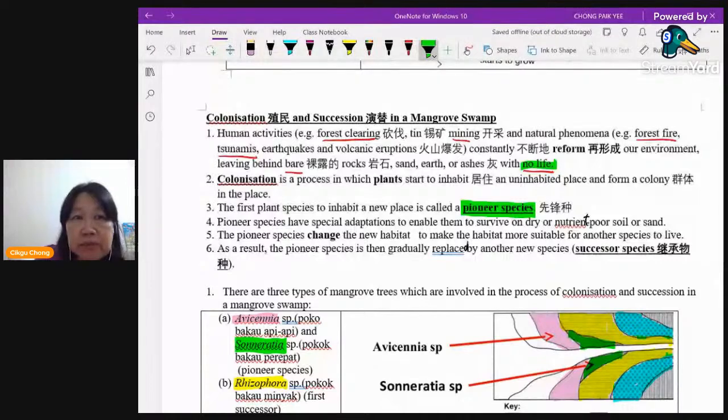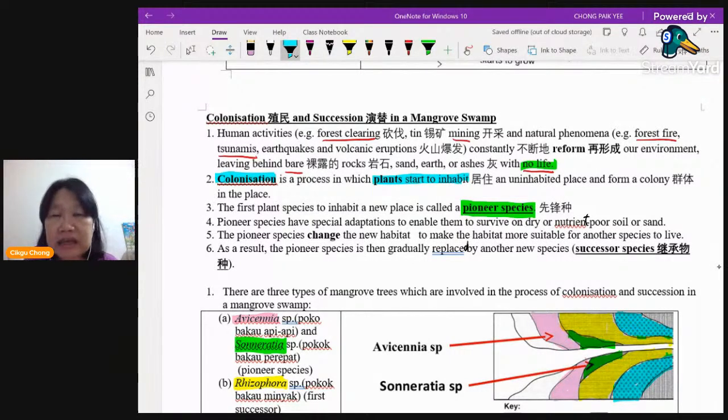Colonization is the process whereby a plant will start to grow there, start to inhabit, inhabit is to stay. You will find its way there. You see, nature is very funny. If there is a will, there is a way. If the area is suitable for life, somehow you don't need to put any seed there. It will come, and it will grow by itself. So you will have life there.